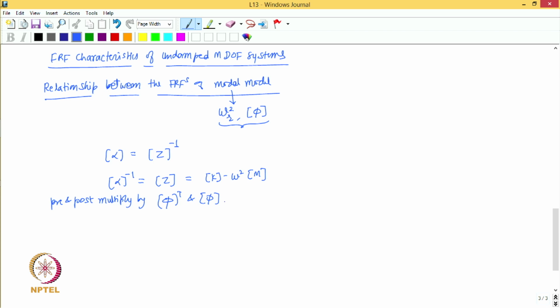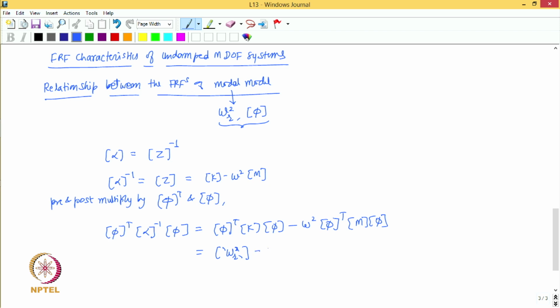If we do that, then what is going to happen? We will have phi transpose alpha inverse phi, right, and then on the right hand side we will have phi transpose K phi minus omega square phi transpose m phi. Okay. And if we now use the orthogonality properties of the mass normalized mode shapes, then this matrix phi transpose K phi is simply the matrix of eigen values omega r square, a diagonal matrix of eigen values, and phi transpose m phi is simply a unity matrix, right.